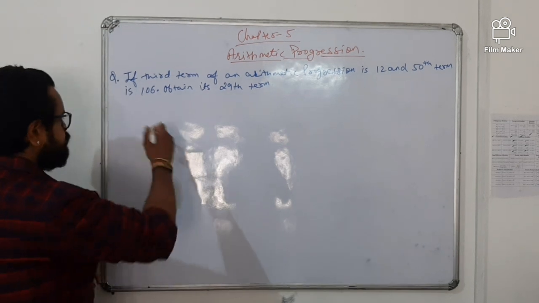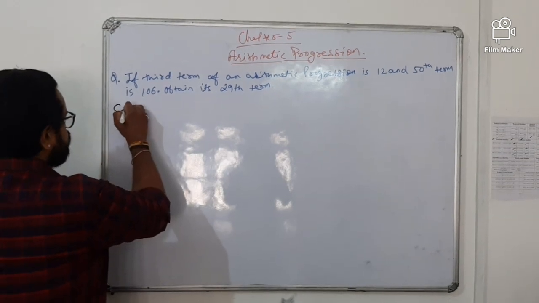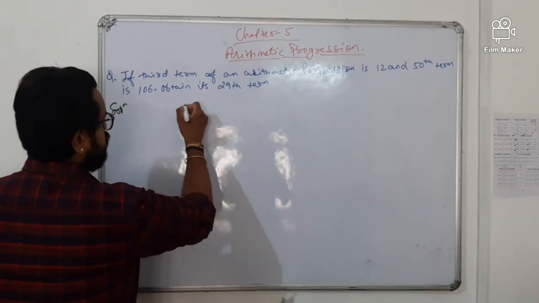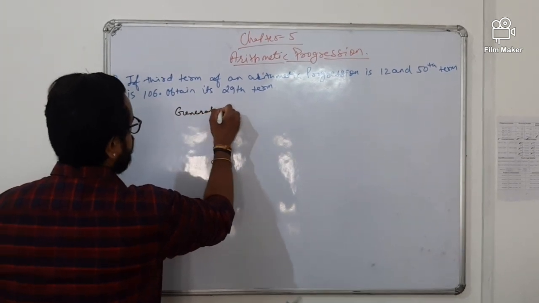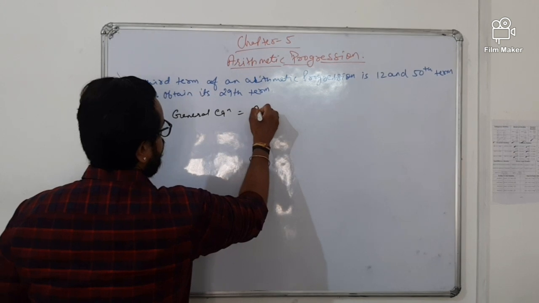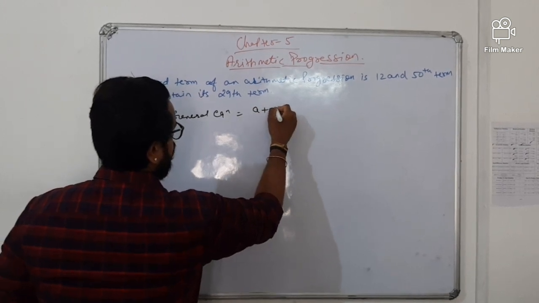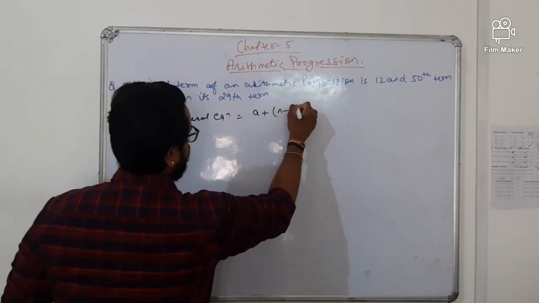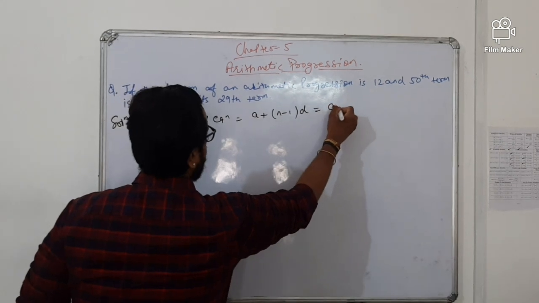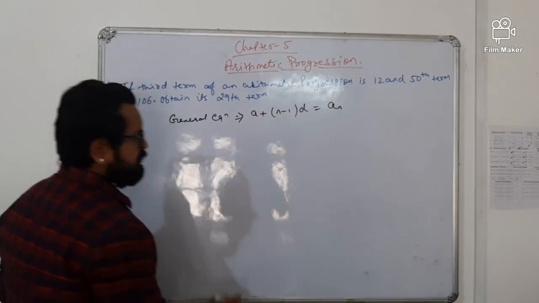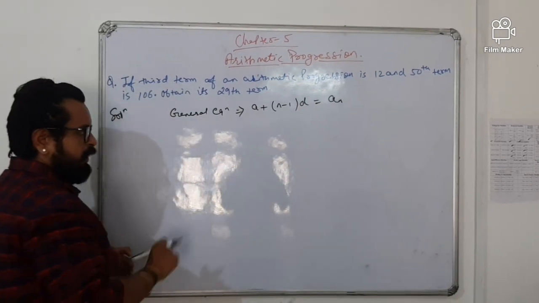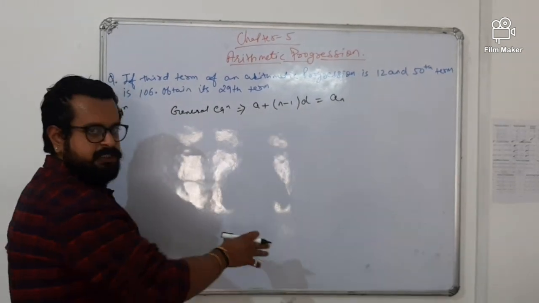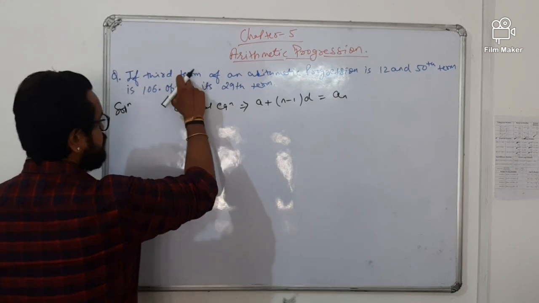So for this, as we know, the general formula or general equation is a plus n minus 1 into d equal to a n. This is the formula which we are using for the solution. And now this formula is used, but one condition is given, that is the third term.